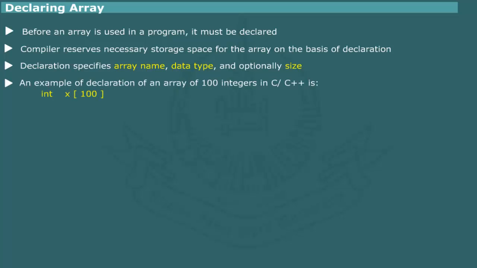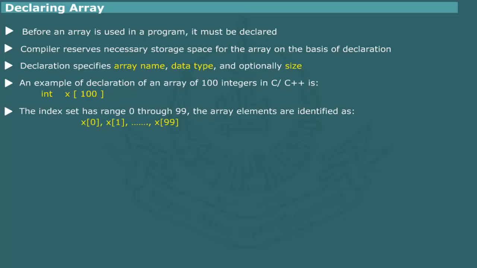In C, C++, for example, this declaration means that the array X would consist of a maximum 100 data elements of integer type. Further, it is implicitly implied that the index set will have the range of 0 to 99. In other words, the array elements will be denoted by. In subsequent discussion, we will follow the C, C++ notation and rules for declaring arrays.